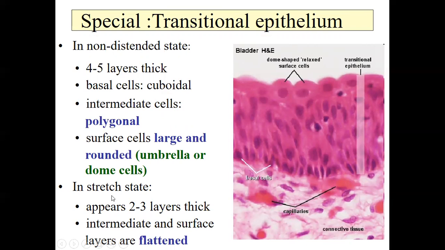During the stretched state, the transitional epithelium appears two to three layers thick, and the intermediate layer and the surface cells become flattened. So it has two transitional states, meaning it can change its shape.